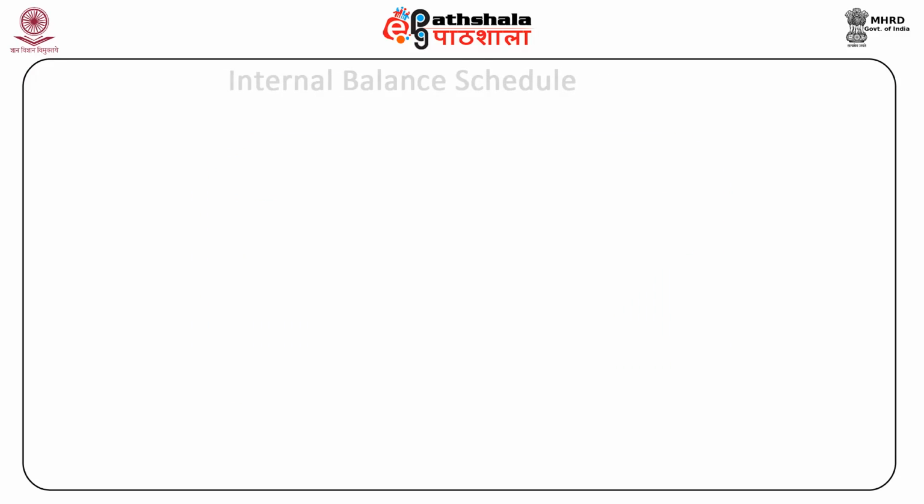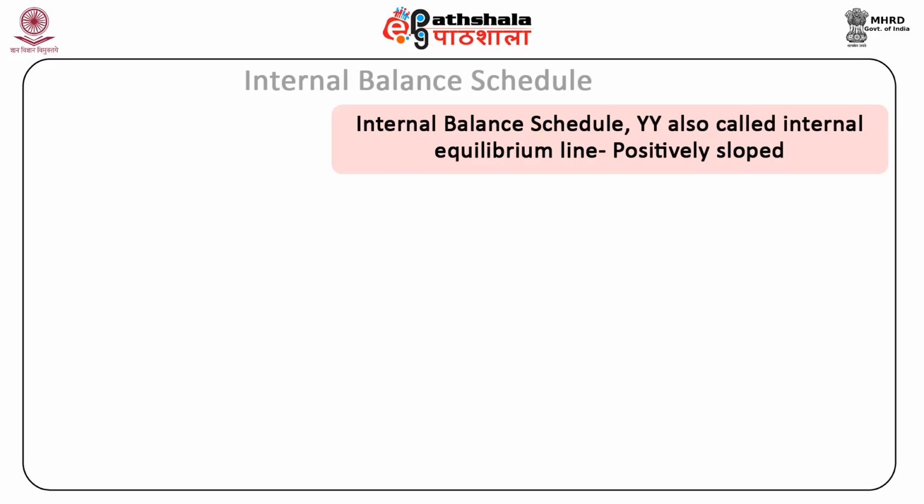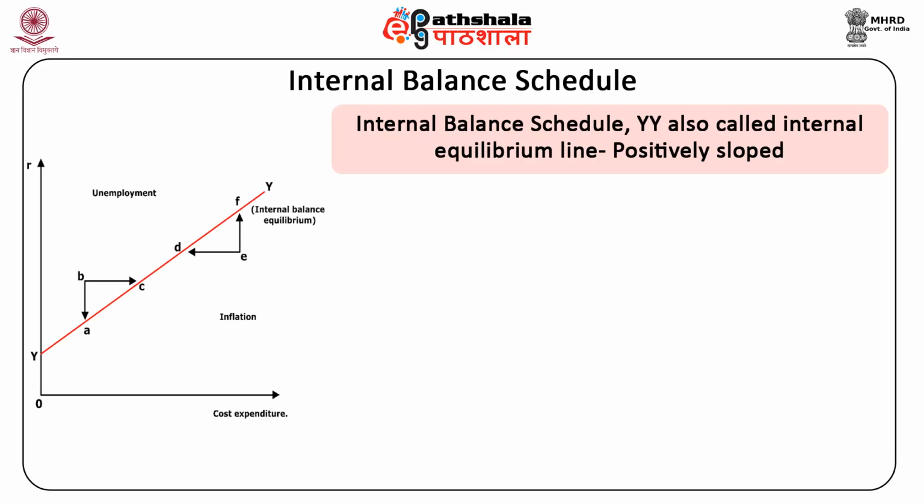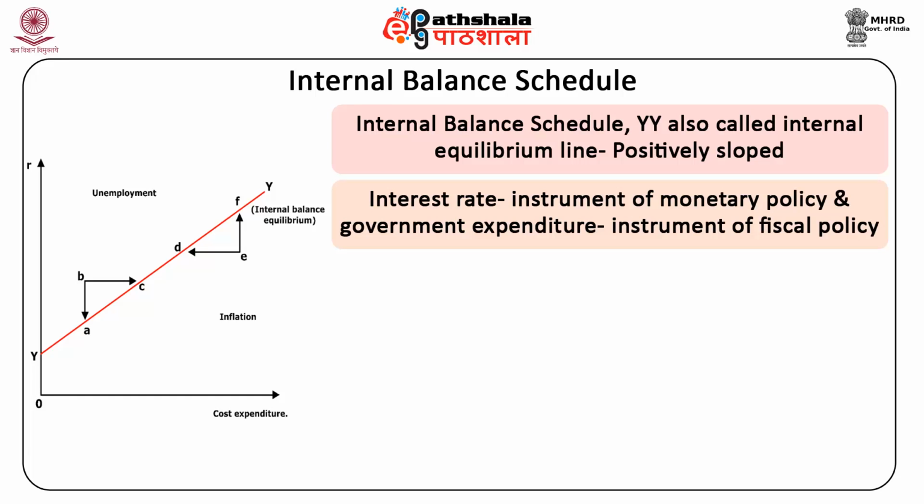Moving on to the internal balance schedule. YY is also called the internal equilibrium line. It is positively sloped and shown in the figure. The vertical axis measures the interest rate, which is an instrument of monetary policy, and the horizontal axis measures the government expenditure, which is an instrument of fiscal policy. If we are at any point on the YY line, we are assured of full employment and price stability, that is, with zero rate of inflation and no unemployment.